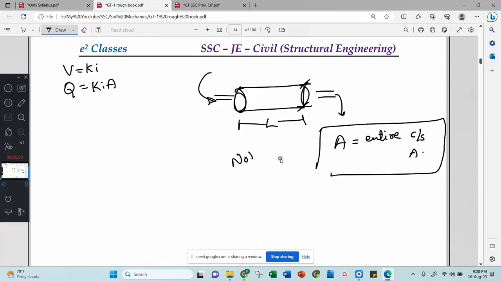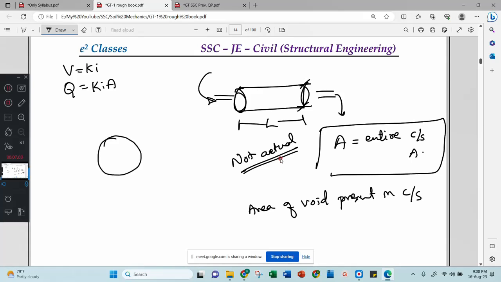What is actual? Actual means we have to consider the area of voids present in the cross section. See here, this is the cross section of the cylinder. Then here you have soil like this. Whatever white color you are seeing in this, that is considered as voids. Whatever white color you see in this circle, those small white spaces, they are considered as voids. The water will come through these voids only.